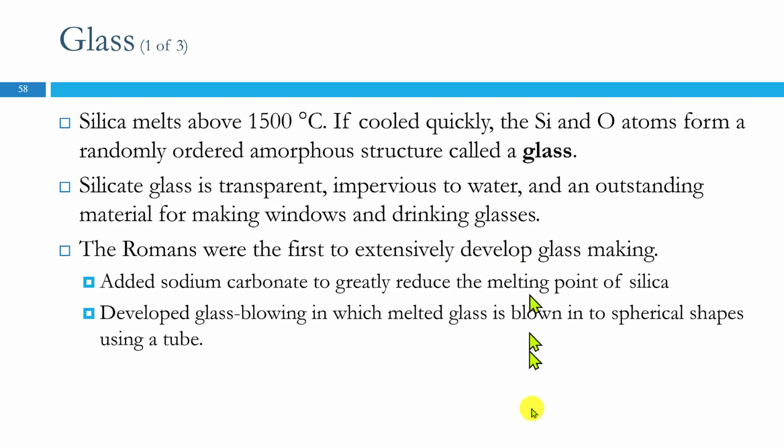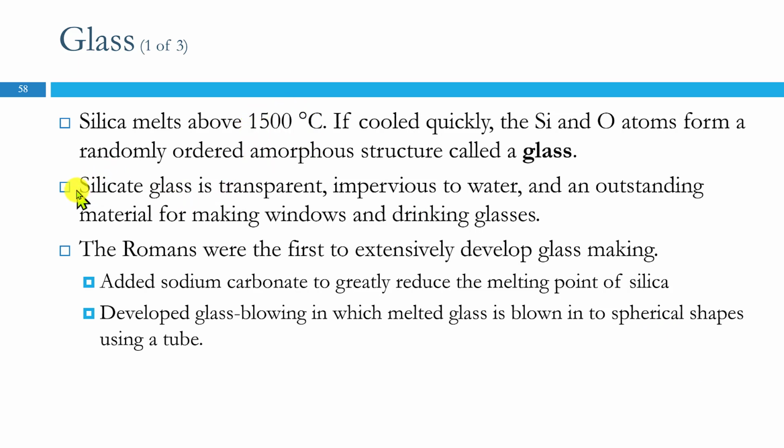Now, if you take silica and you get it above 1500 degrees, it'll melt and form a sort of red, hot, blobby mass. And if you cool it really fast, that's what we call glass. And so that's how glass gets made. But 1500 degrees is a very high temperature.